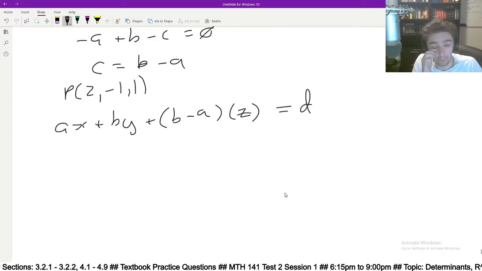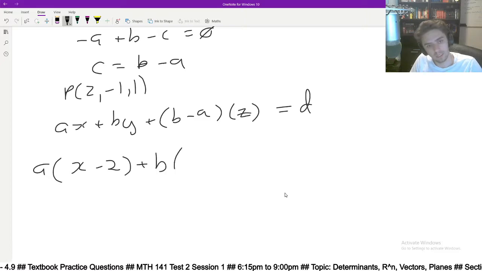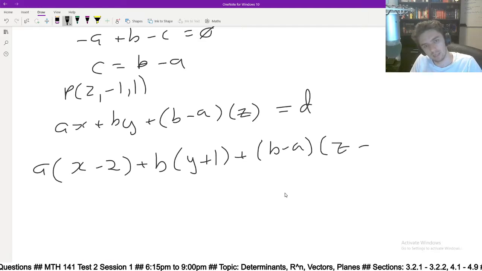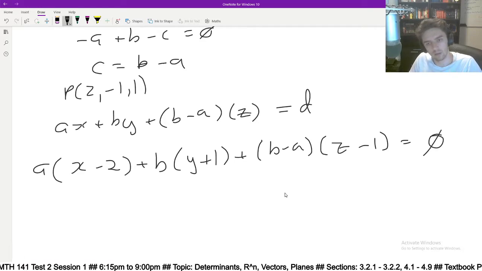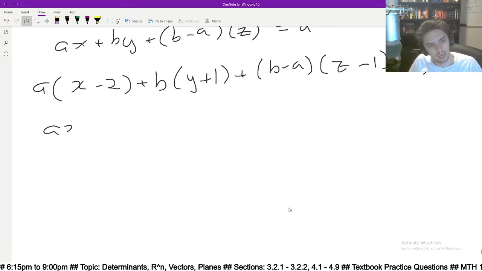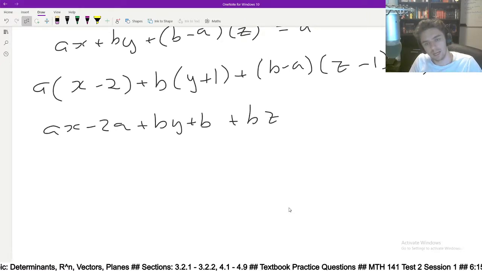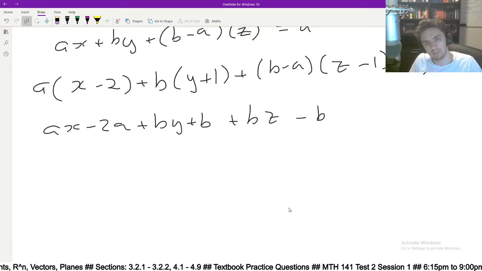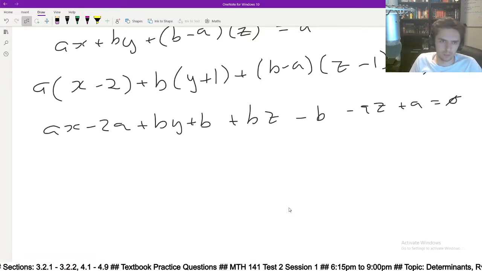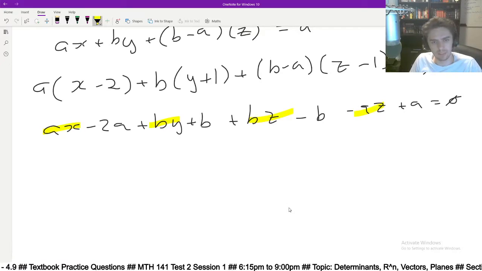To do that, the same method as before: A times x minus 2, plus B times y plus 1, plus B minus A times z minus 1 equals 0. Not D anymore, 0, because that's the point we're putting in. Now we can expand: AX minus 2A plus BY plus B plus BZ minus B minus AZ plus A equals 0. What do we want to keep on the side? AX, BY, BZ, these three; everything else we want to throw over.